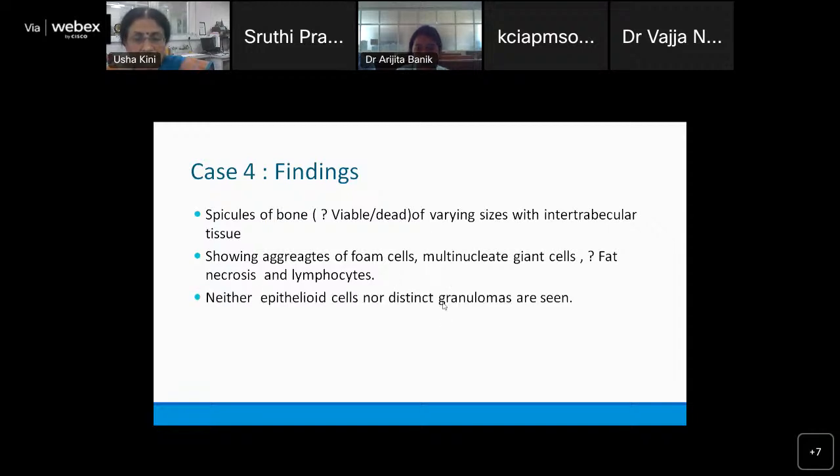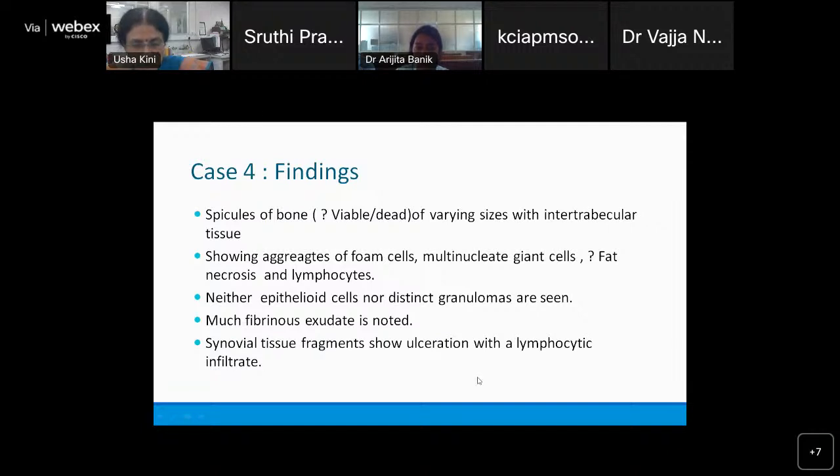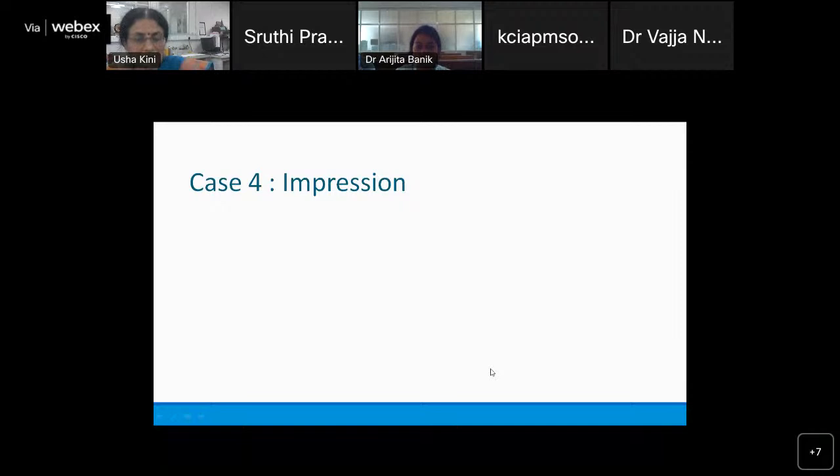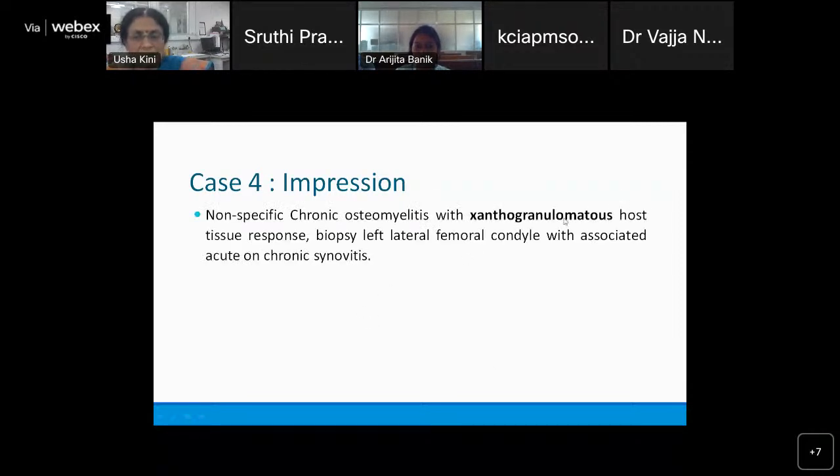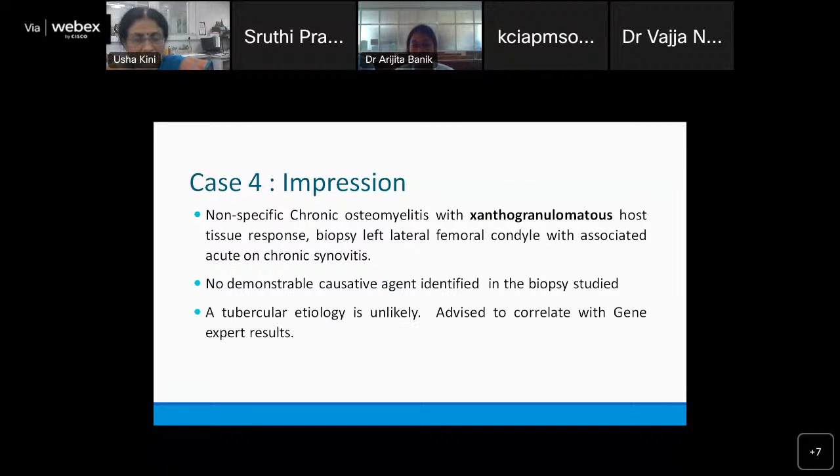The spicules viable and dead, intertrabecular showing multinucleate giant cells, foam cells, all your findings were wonderful. No distinct granulomas seen, nor even epithelioid cells. So much fibrinous exudate; synovial tissue was there which showed ulceration. The impression given was probably chronic osteomyelitis for sure with xanthogranulomatous host tissue response, associated with acute on chronic synovitis. No demonstrable causative agent here, but we don't know more. We said a tubercular etiology is unlikely here, and this tissue was sent for GeneXpert and it was found negative.